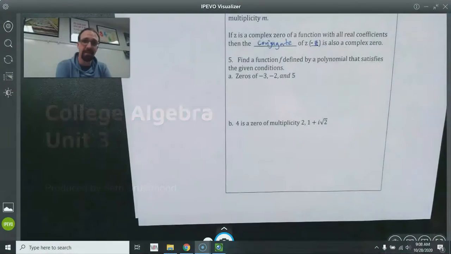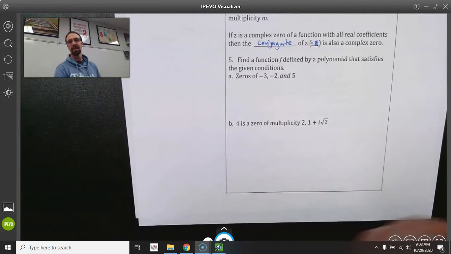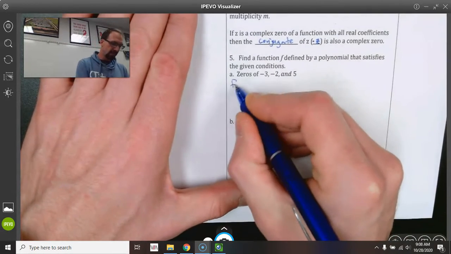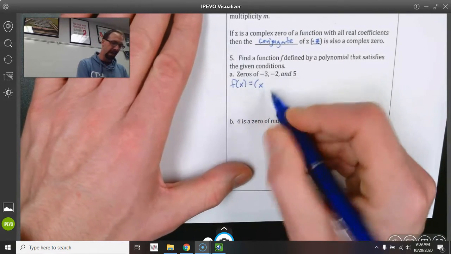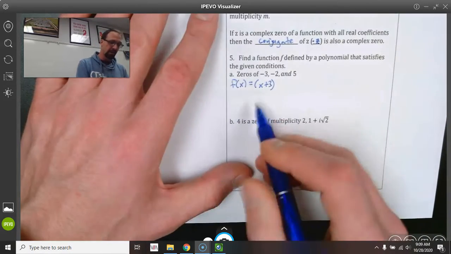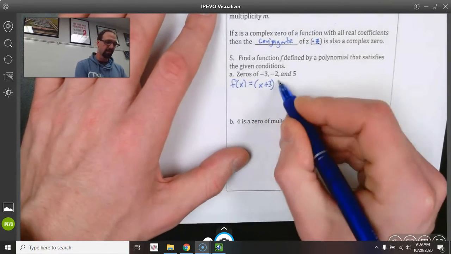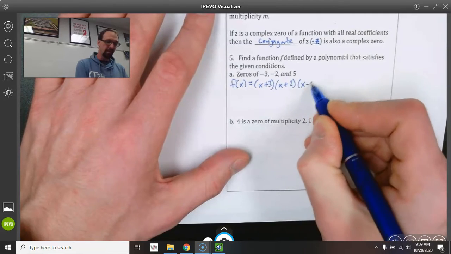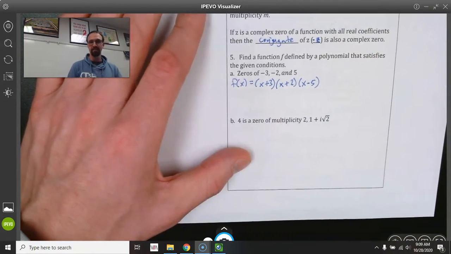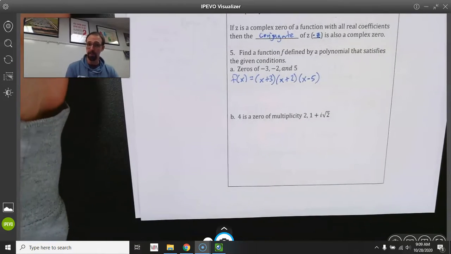This one talks about a function defined by the polynomial that has the zeros, in this case -3, -2, and 5. So that means that if it's a 0, when I plug this number back into this equation, I should get 0. That's a good way to approach it when you're trying to figure out what values you need to plug in. So here, generally it's the opposite sign for when you plug it in.